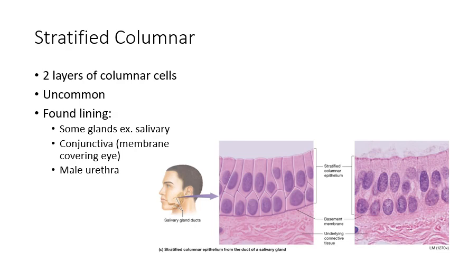It's found lining certain glands, prominently your salivary glands, the conjunctiva, which is the membrane that covers the outside of your eye and also the inner surface of your eyelid. Also the male urethra is stratified columnar epithelium.